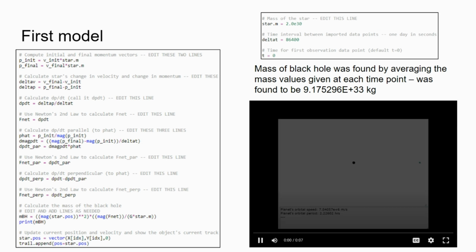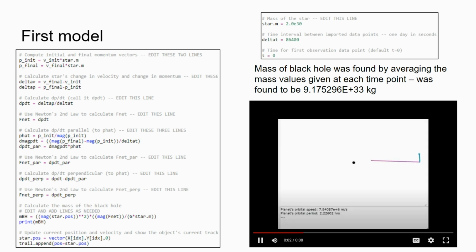The first model simply shows the orbit of the star around the black hole and uses this to determine the mass of the black hole. In the scope of this model, the system was the black hole and the surroundings was the planet.